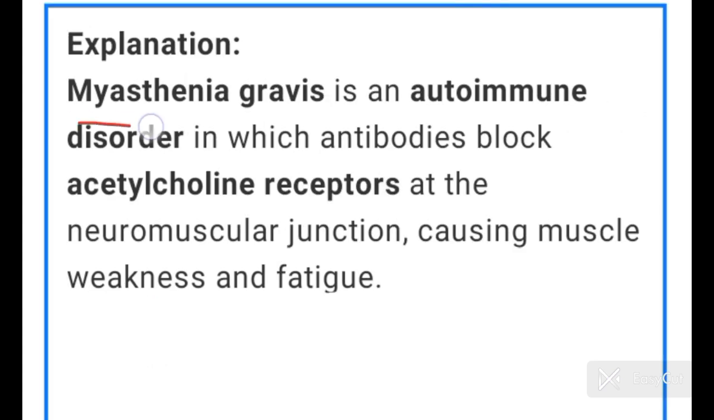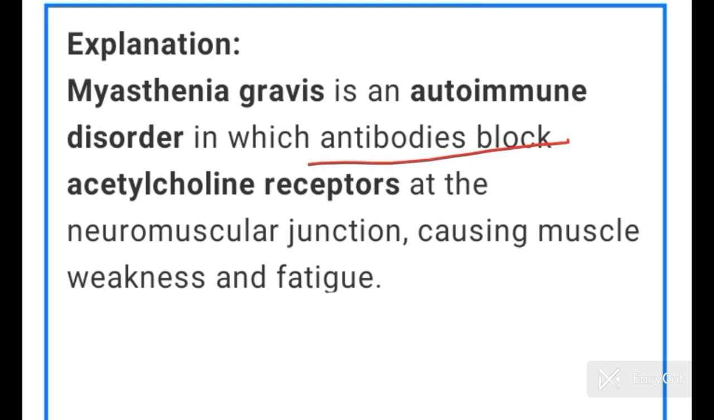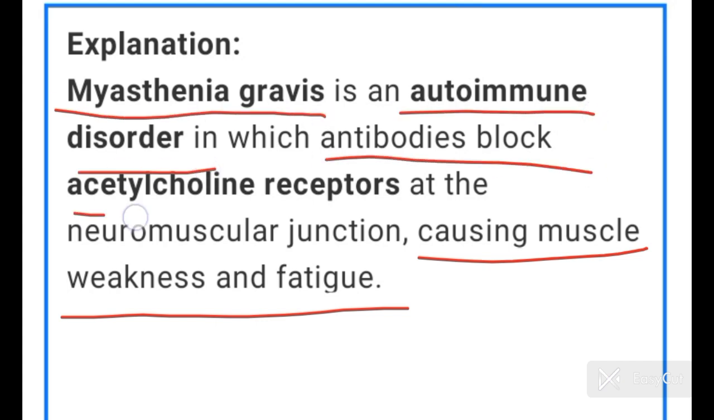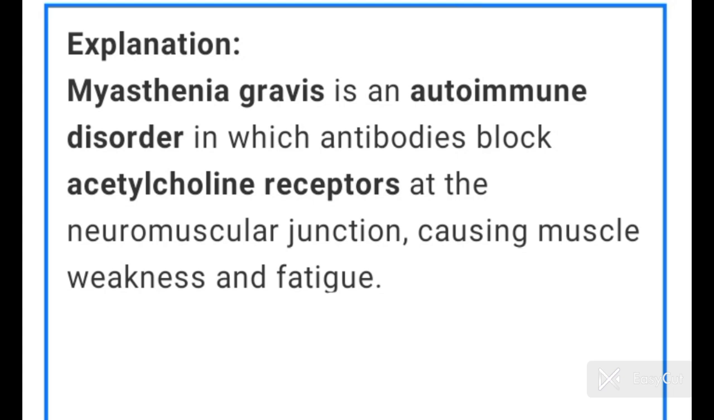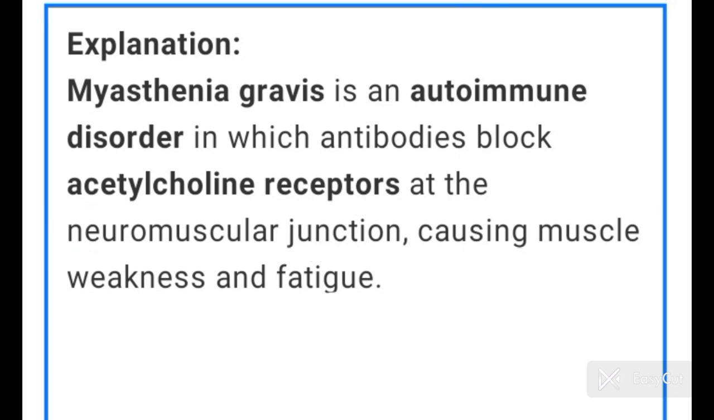Okay. Now myasthenia gravis is an autoimmune disorder in which antibodies block acetylcholine receptors at the neuromuscular junction, causing muscle weakness and fatigue. Myasthenia gravis is an autoimmune disorder in which antibodies block the acetylcholine receptors. Okay. The antibodies block the acetylcholine receptors present at the neuromuscular junction. Then what happens? Causing muscle weakness and fatigue.